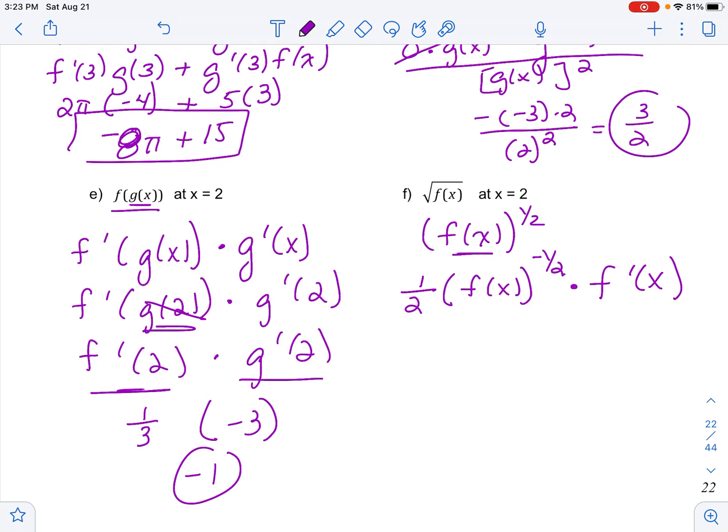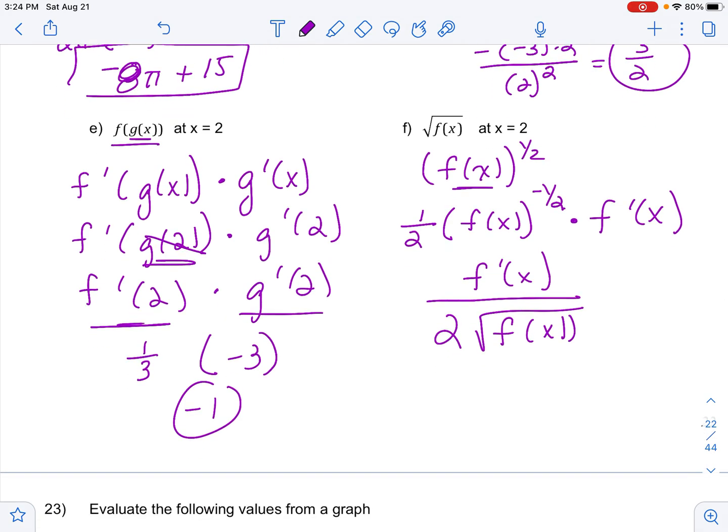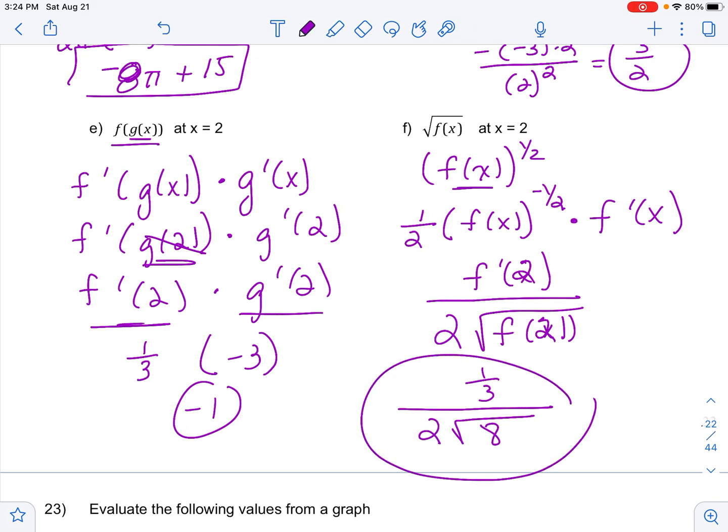Now, before I plug in numbers, I do want to clean this up a little bit. So I have f prime of x on the top. I have the 2, and really I have a square root of f of x on the bottom, because that's what that -1/2 does. And let's go ahead and plug in the 2 now for x. So let's say this is all 2. So f prime of 2 on the top is 1/3. I have a 2, and then I have the square root of 8. Now, you can leave your answer like this. You do not need to simplify anything unless it's like a multiple choice and you have to try to find the matching answer.